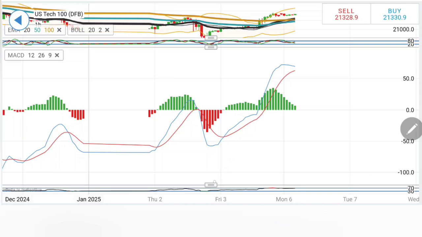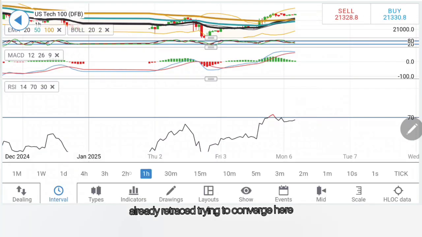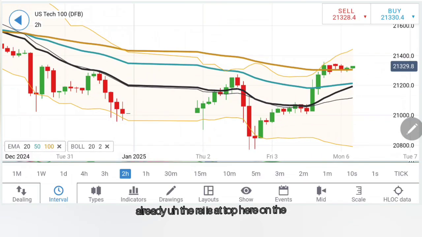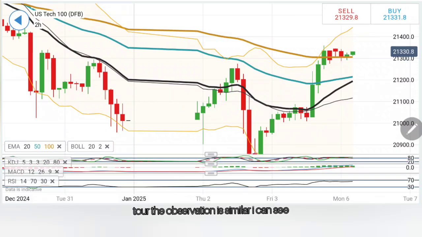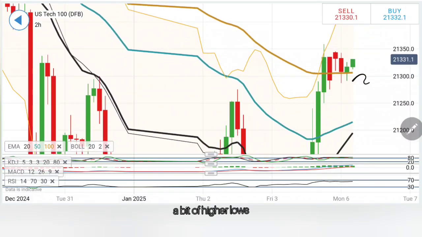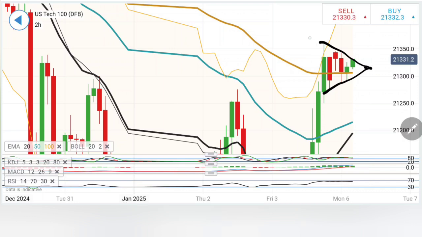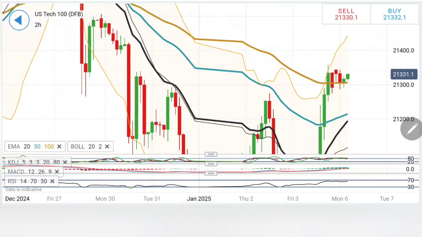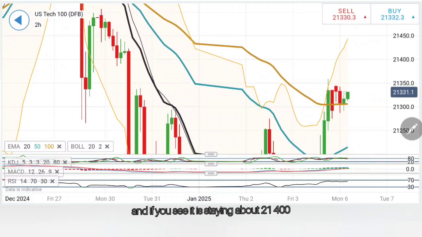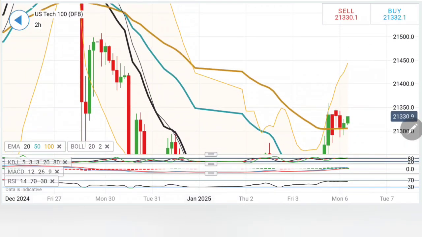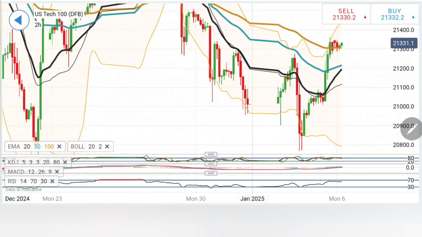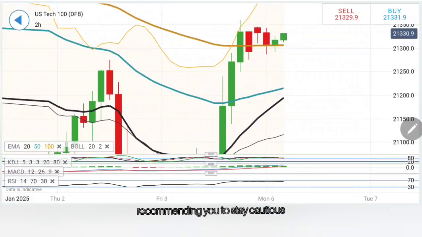Stochastic is rising, MACD has already retraced, trying to converge here. The RSI is already at the top here. On the two, the observation is similar. I can see a bit of higher lows and lower highs. Let it come out of this consolidation zone, which means if you see it staying beyond 21,360, you can buy for 21,400. And if you see it staying above 21,400, stay bullish for 21,440, 480 and 500. Beyond 500 is where the bulls are waiting. Till 500, I will recommend you stay cautious.